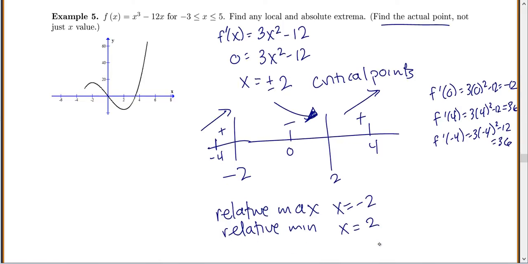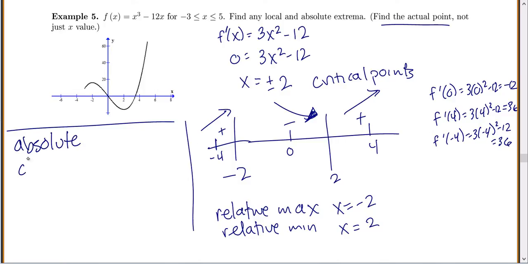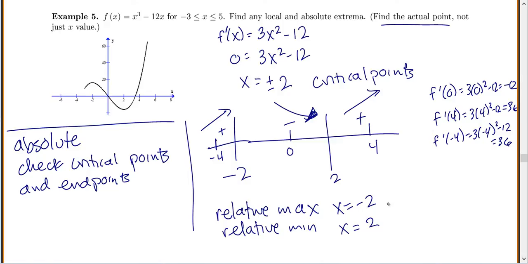So what you do if you want to know your absolutes is you check your critical points and you also check your endpoints. So again, you have to check critical points and endpoints. Okay, so let's see what our y values are.